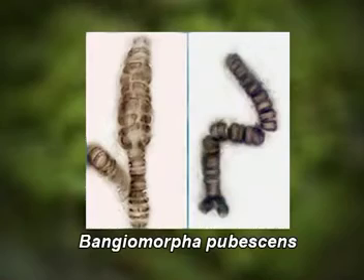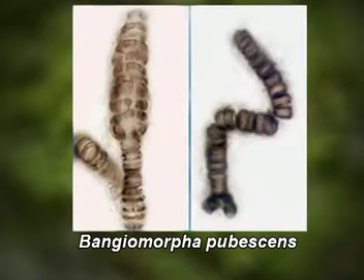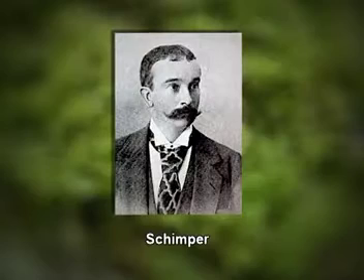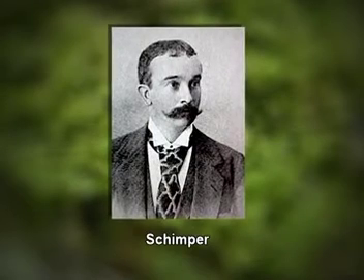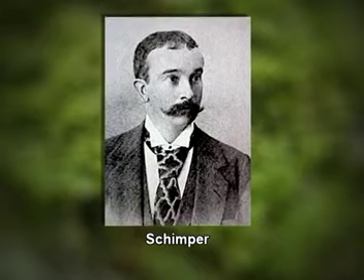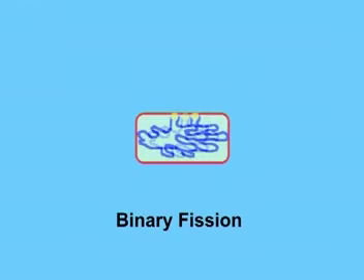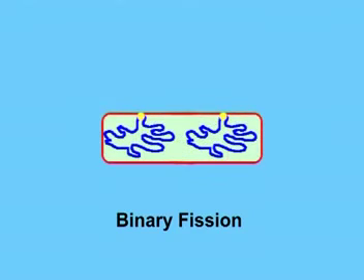The identification of Bangiomorpha, a fossil red alga which is aged 1.2 billion years, provides strong evidence to this point. Schimper is regarded as the first to have considered that plastids arose from endosymbiotic photosynthetic bacteria. He noted that plastids divide by binary fission independently of the surrounding cell and showed a remarkable resemblance with free-living cyanobacteria.